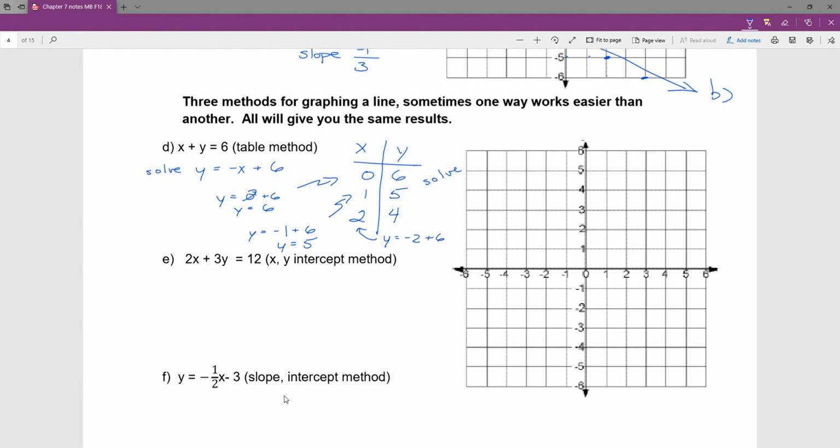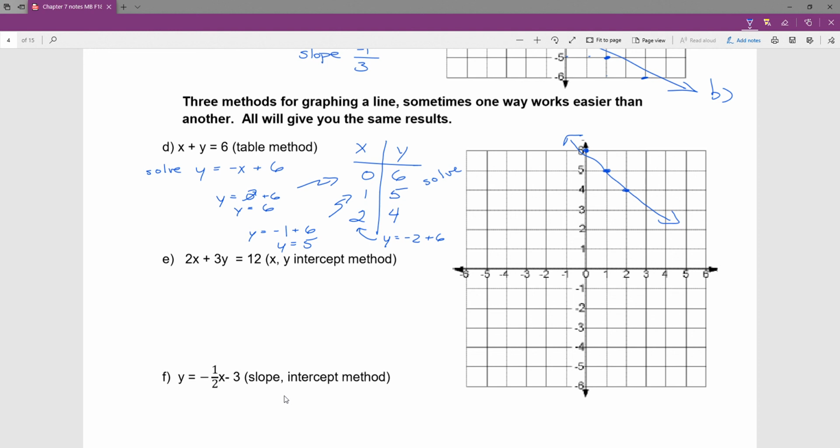So putting those 3 points on the graph, I'd have 0 and 6, 1 and 5, and 2 and 4. And you could totally just put this in, when you solved it for y, you put it in y-intercept or slope-intercept form. But in this case, this is just a recap of the table method.